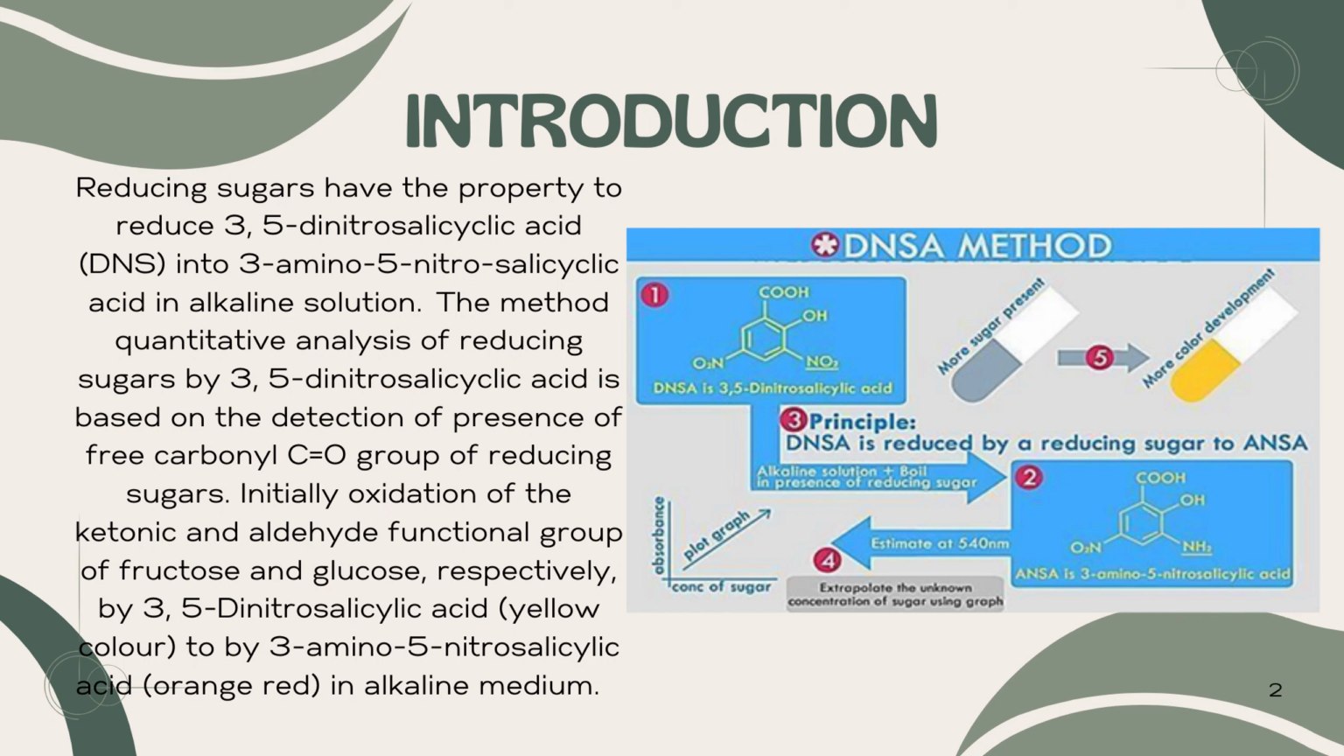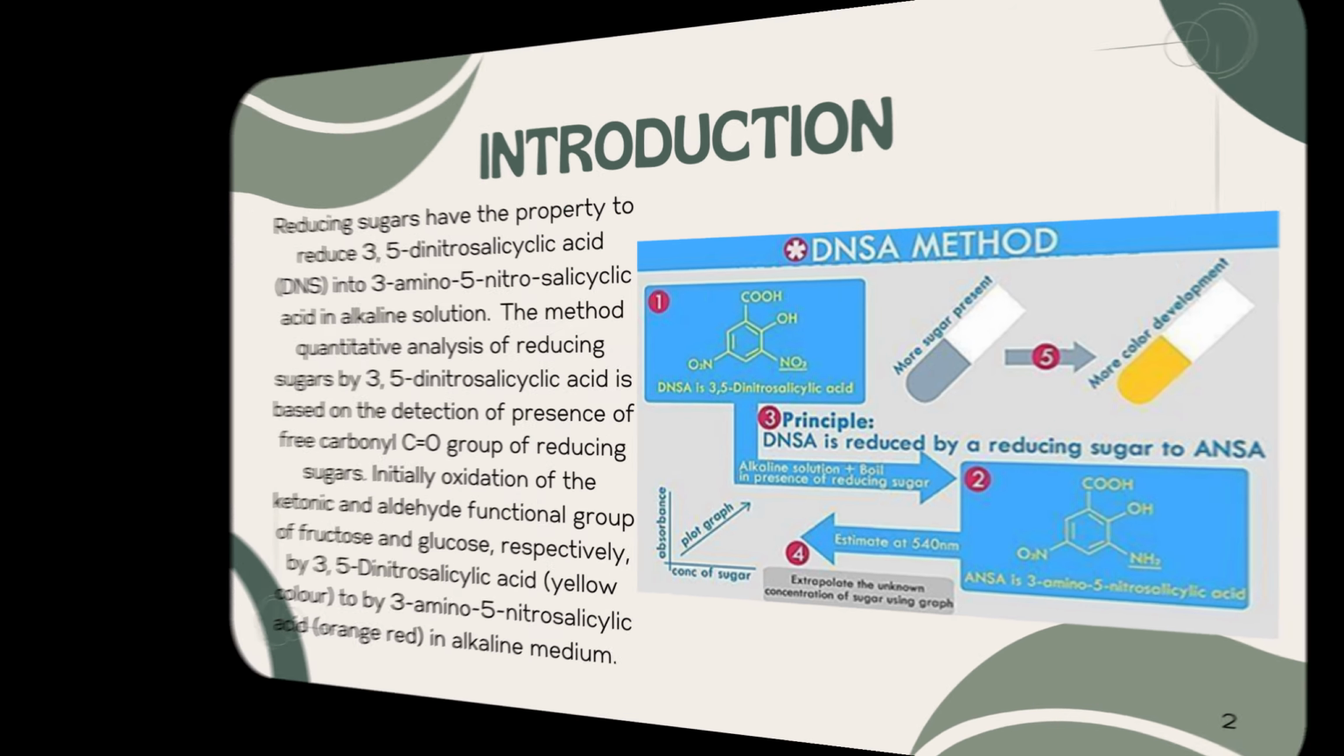Introduction. Reducing sugars have the property to reduce 3,5-DNS acid into 3-amino-5-NS acid in alkaline solution. The method of quantitative analysis of reducing sugars by 3,5-DNS acid is based on the detection of the presence of free carbonyl C=O groups of reducing sugars. Initially, oxidation of the ketonic and aldehyde functional groups of fructose and glucose respectively by 3,5-DNS acid to 3-amino-5-NS acid occurs in alkaline medium, which changes from yellow color to orange-red.